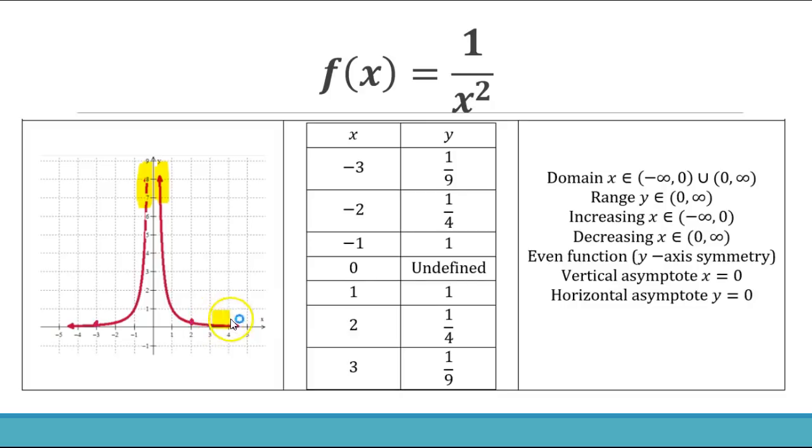So again, I'm approaching 0. I'm getting really close to it. I know it kind of looks like it intersects it, but it doesn't. It's just getting really close to it. Because if I think about substituting in 5, I'd get 1 over 25. If I plug in 10, I'd get 1 over 100. So I'm getting really close to the x-axis, but I'm not actually going to intersect it.